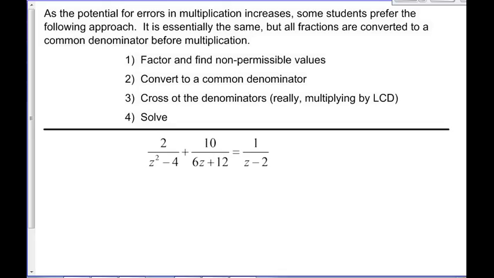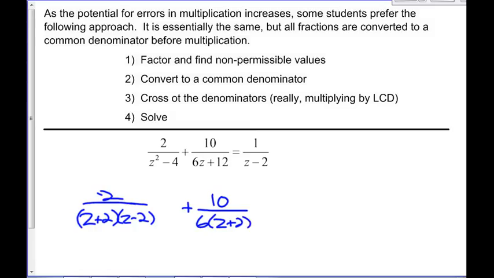We factor and find non-permissible values. This is the same one we did before. So it's going to be 2 over Z plus 2, just an alternate approach to the same question, plus 10 all over 6 times Z plus 2 equals 1 over Z minus 2. Okay, we factored. We can talk about our restrictions or non-permissible values. So Z is not allowed to be -2 or 2.